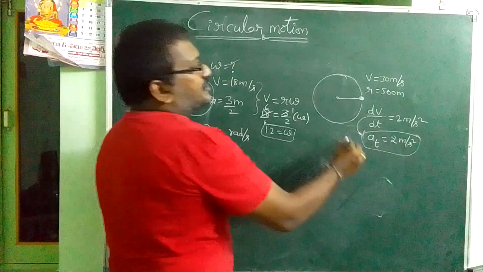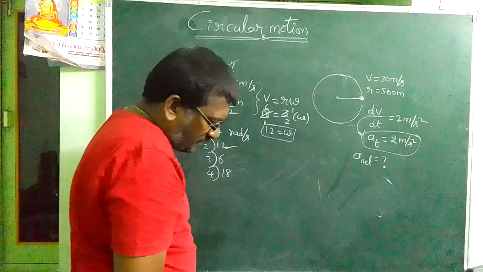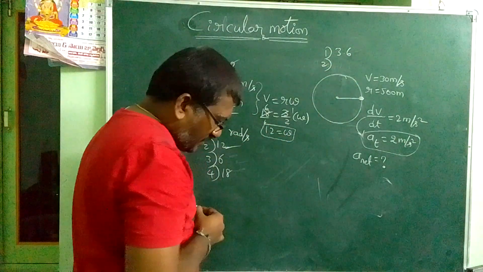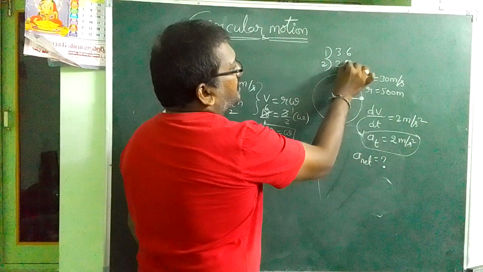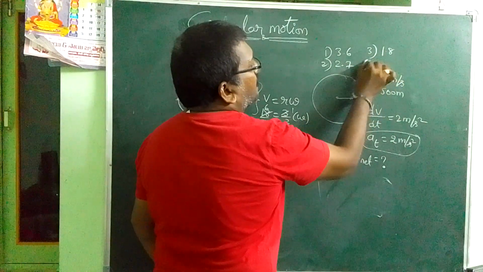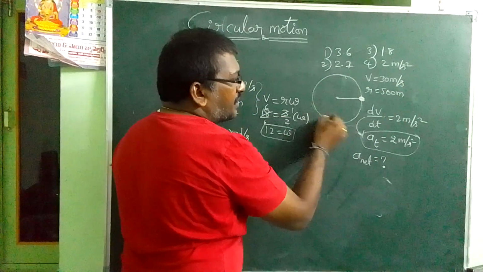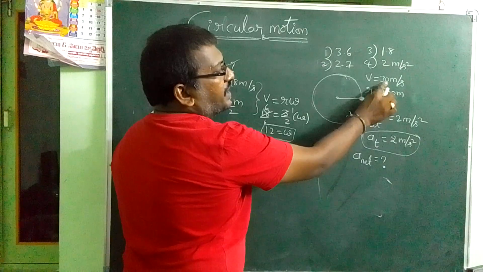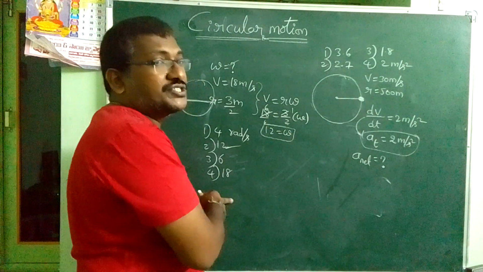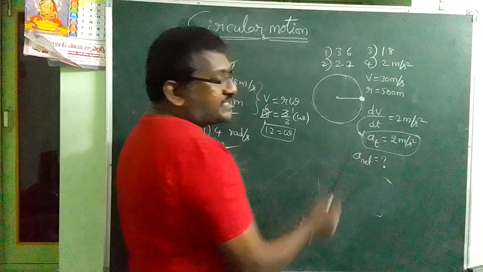Now find the net acceleration. What is the net acceleration of this body? First option 3.6 meter per second square, second option 2.7 meter per second square, third option 1.8 meter per second square, and fourth option 2 meter per second square. The problem is that a car is moving in a circular path of radius 500 meters with linear velocity 30 meters per second. Its speed changes at the rate of 2 meters per second square. Then what is the net acceleration?